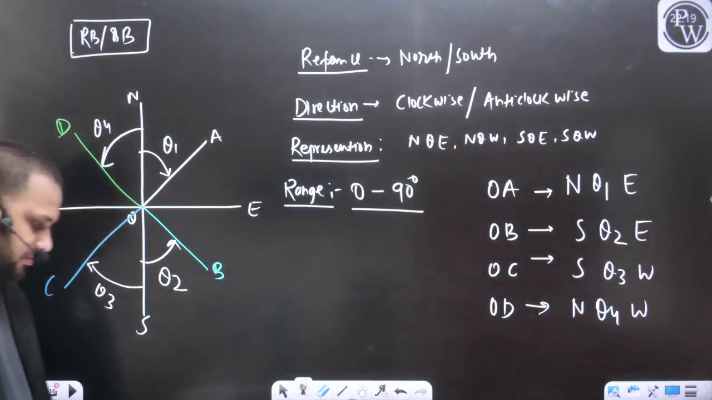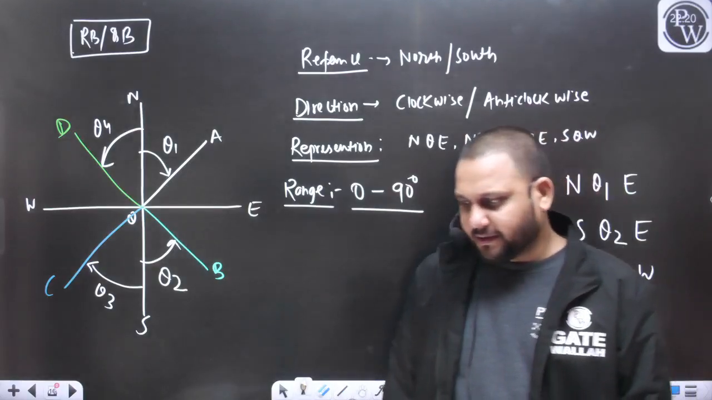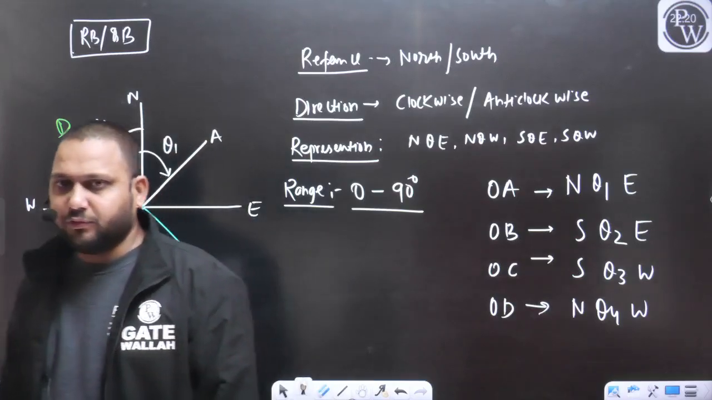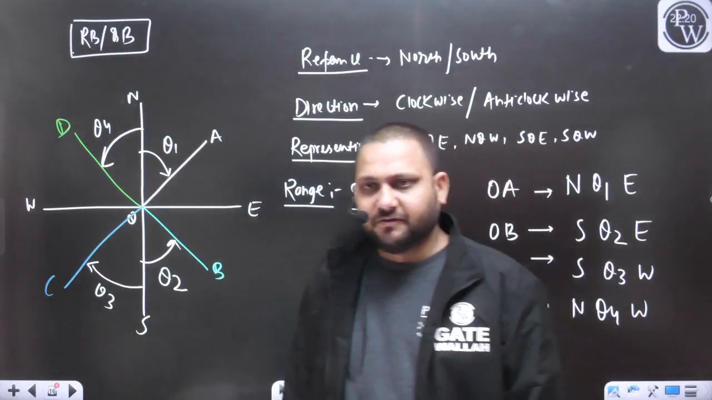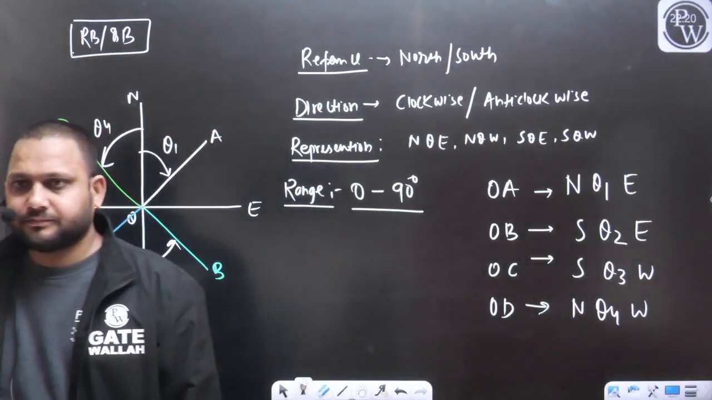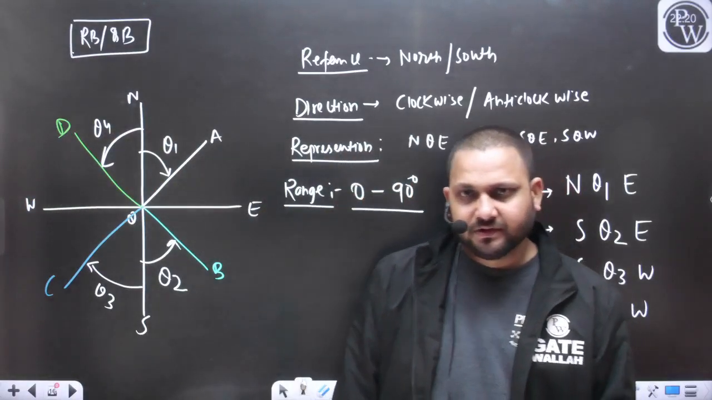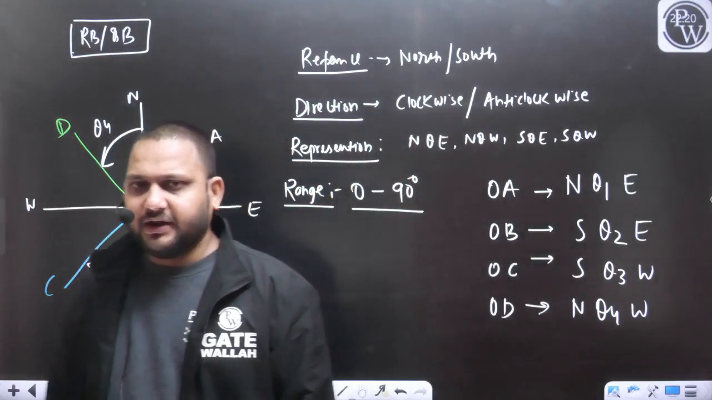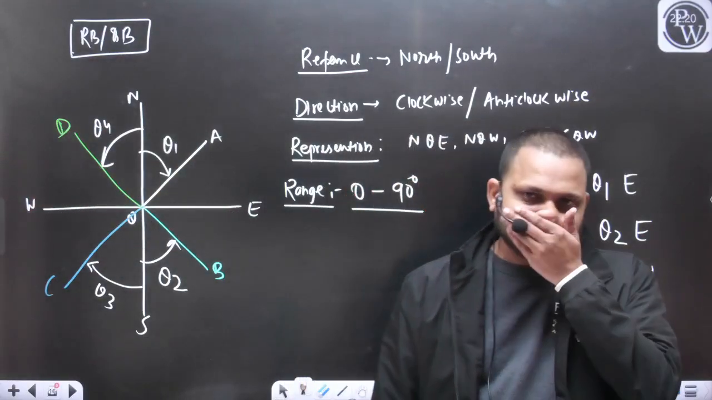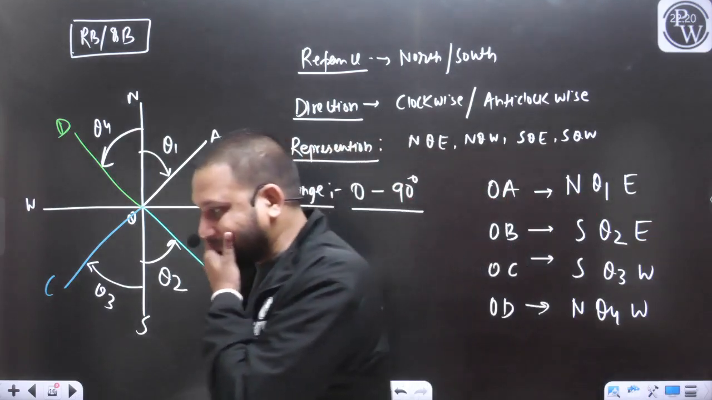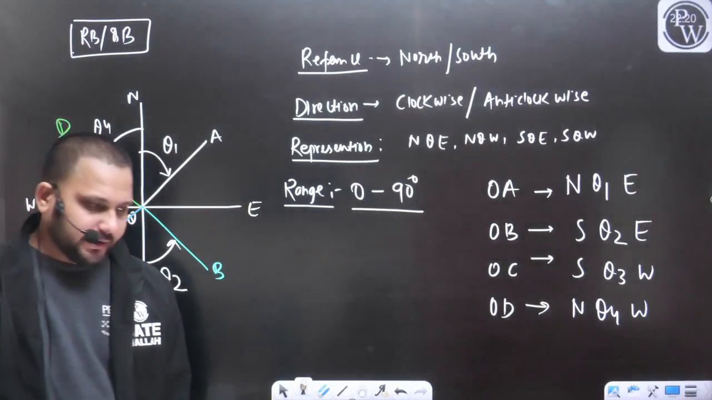So I hope both these systems for representation of the bearing, like the WCB system and the RB and QB system, are clear to everyone. If yes, please confirm in the chat box. And if there is any doubt related to the WCB or RB or QB system, you can ask your doubt, you can ask your query.